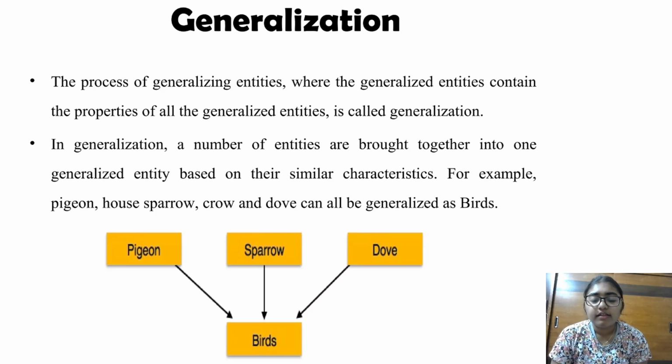Generalization. The process of generalizing entities, where the generalized entities contain the properties of all the generalized entities, is called generalization. In generalization, a number of entities are brought together into one generalized entity based on their similar characteristics. For example, pigeon, house sparrow, crow, and dove can all be generalized as birds.